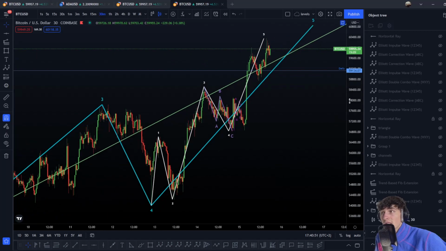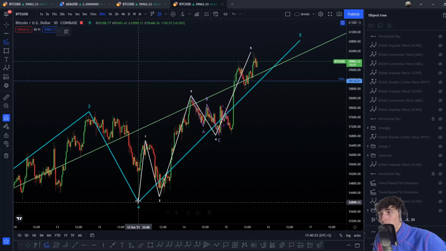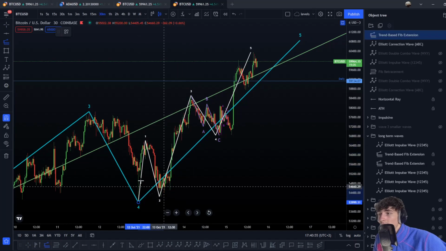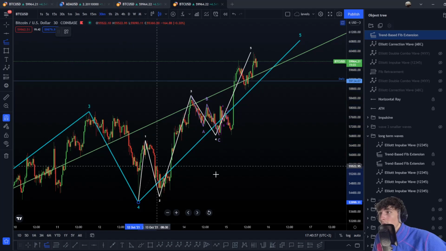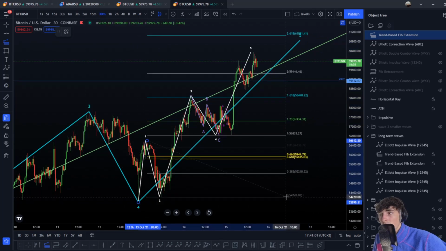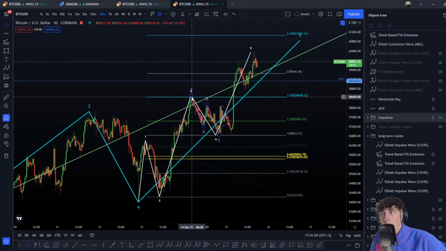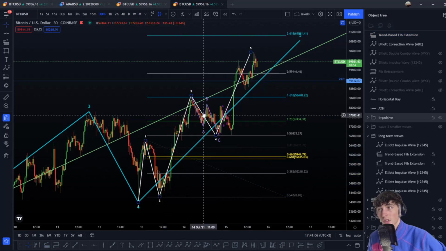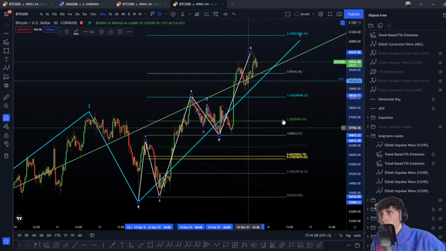So now let's see targets on this wave 3. To find the wave 3 targets, you just have to fill your extension tool from the bottom of wave 1 to the top of wave 1 and then to the bottom of wave 2. As you can see, we did a perfect 161.8 touch and down after this, so a retracement after this. By the way, it's not right, place it here.